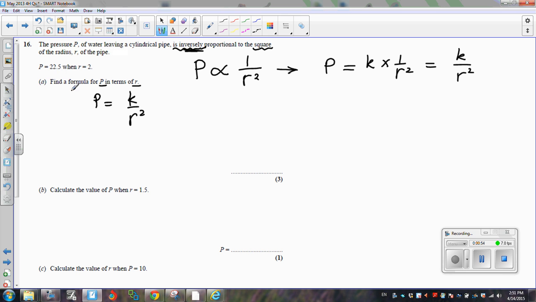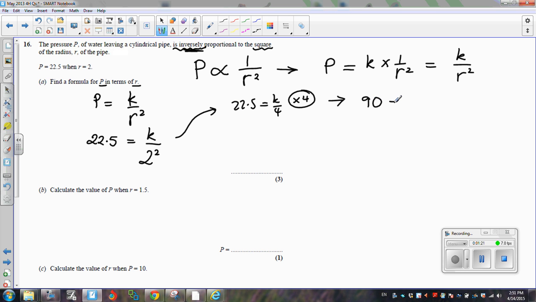Now if I substitute in 22.5 and 2 into this, so instead of P I'm going to write 22.5, and then instead of R I'm going to write 2, so the bottom becomes 2 squared, which is obviously just 4, so 22.5 is equal to K divided by 4. If I want to find out what K is, I'm going to multiply through by 4, multiply this side by 4, I get 90, and if I multiply the right hand side by 4 I get just K, so K is 90. So my equation then, going back to this stage but replacing K with 90, the formula that I'm looking for is P equals 90 divided by R squared.